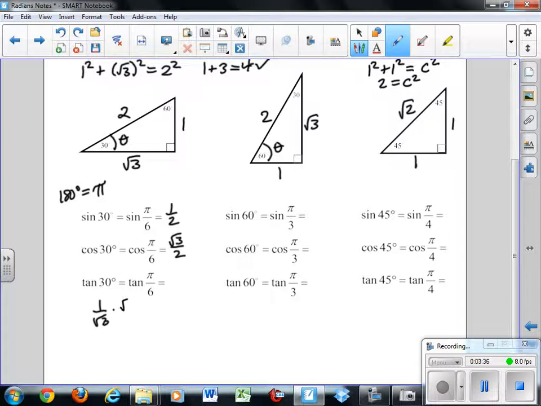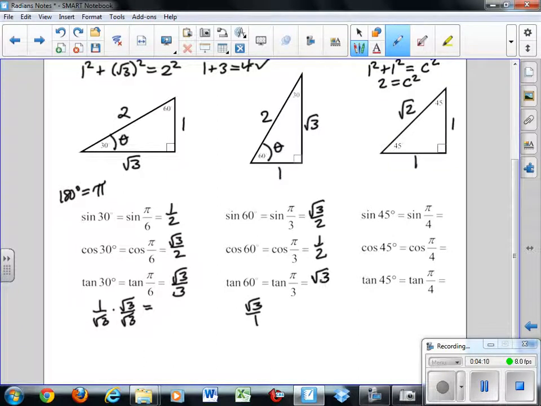But I'm going to rationalize the denominator by multiplying numerator and denominator by square root of 3. So square root of 3 squared is just 3. So this is square root of 3 over 3. Okay, go to sine of 60. Now 60 is the opposite over the hypotenuse, so now it's square root of 3 over 2. Cosine of 60 is 1/2, adjacent over hypotenuse. And tangent of 60 is opposite over adjacent, or square root of 3 over 1, which is just square root of 3.